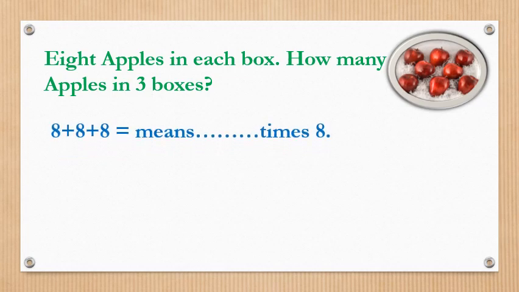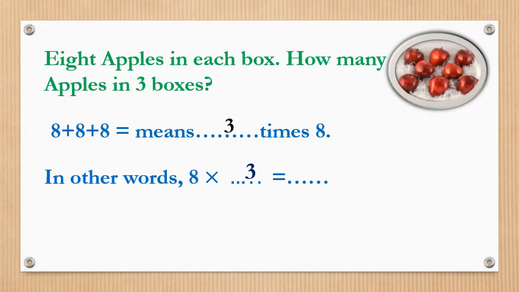Okay, see here, means what will we do, 8 plus 8 plus 8, isn't it? Means how many times 8? 3 times 8, correct? Now in other words, how will we write? 8 3s are 24. 8 we have counted 3 times, that is nothing but 24, isn't it?